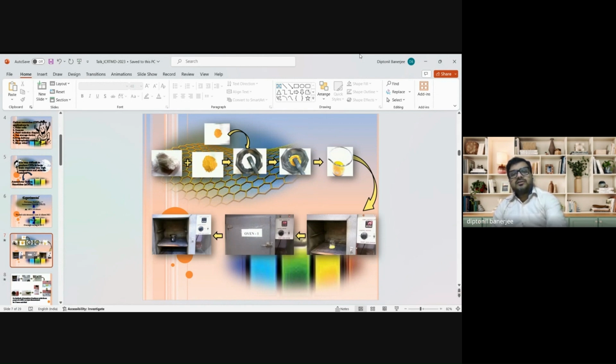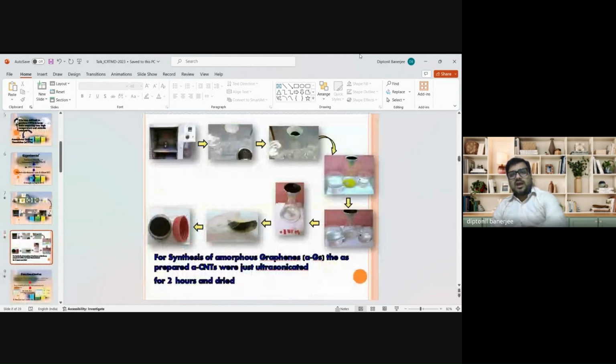That's the ammonium chloride and ferrocene taken in a mortar, the mixture taken in a beaker, heated up, and ultimately, after washing and filtering, you can have your carbon nanotubes ready. And when this material undergoes 2 hours of ultrasonication, it gets readily unzipped to produce the graphene-like structure. We have named it amorphous carbon nanotube, that is ACNT, and amorphous graphene, that is AGS.